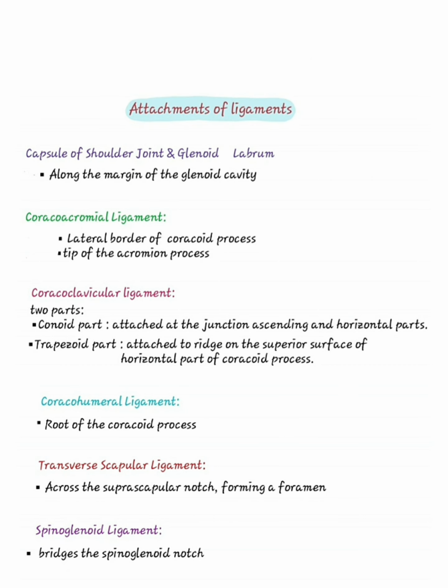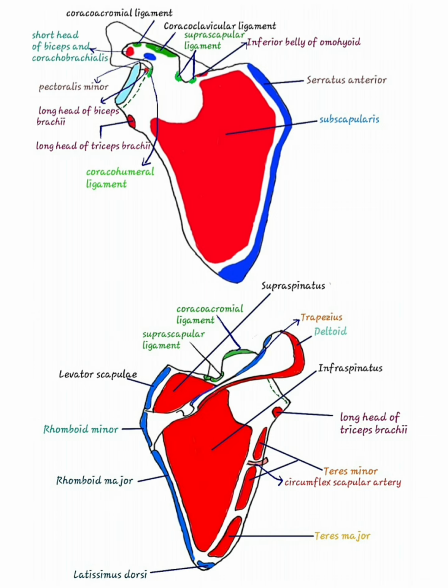Coracoclavicular ligament, between coracoid process of scapula and clavicle. Coracoclavicular ligament has two parts, conoid part and trapezoid part. Conoid part is attached at the junction of ascending and horizontal parts of coracoid process. Trapezoid part is attached to the ridge on the superior surface of horizontal part of coracoid process. You can see coracoclavicular ligament.